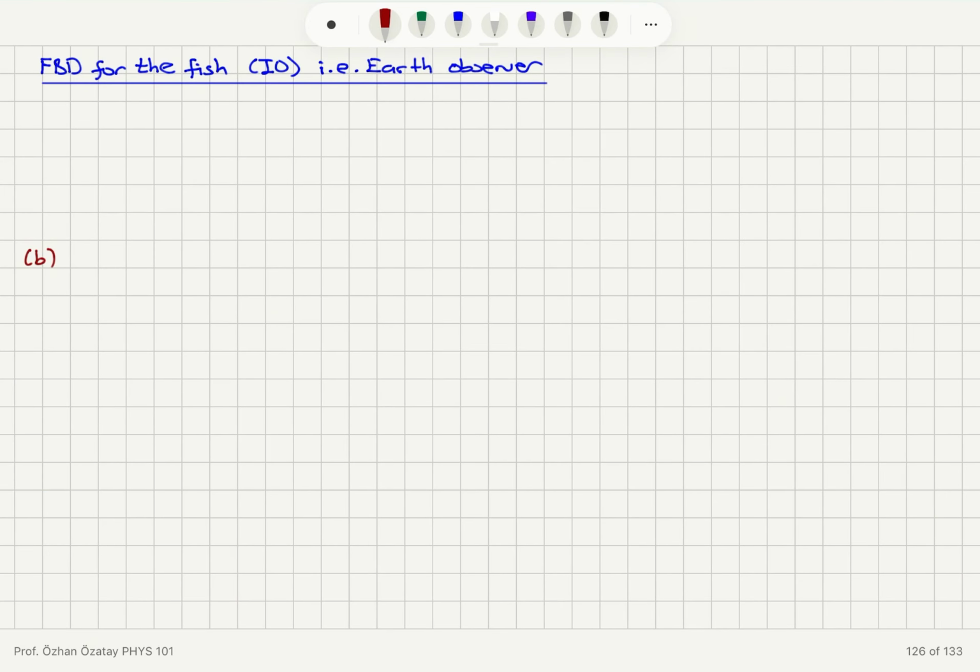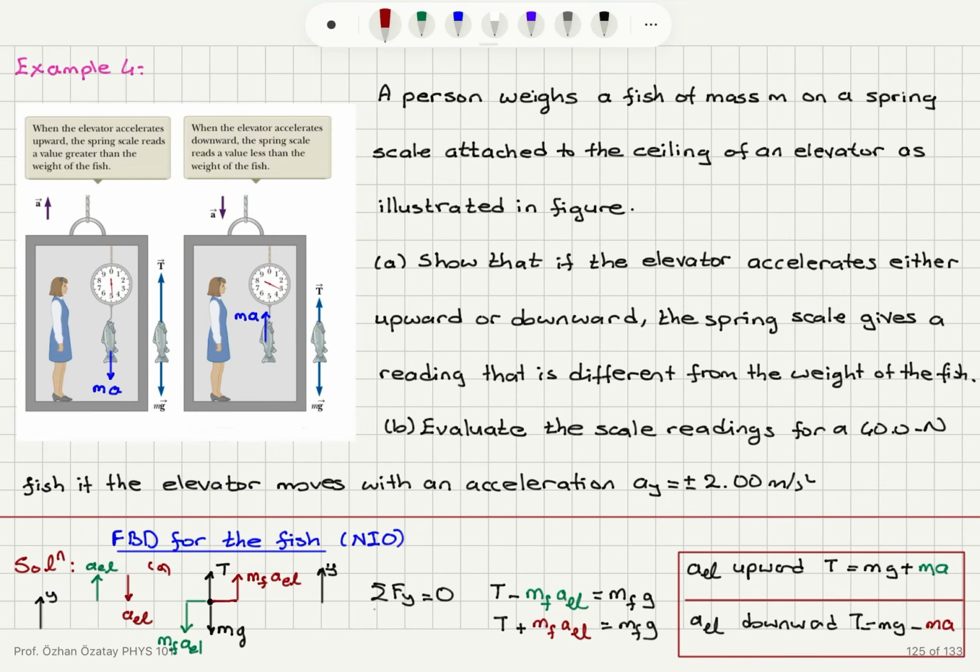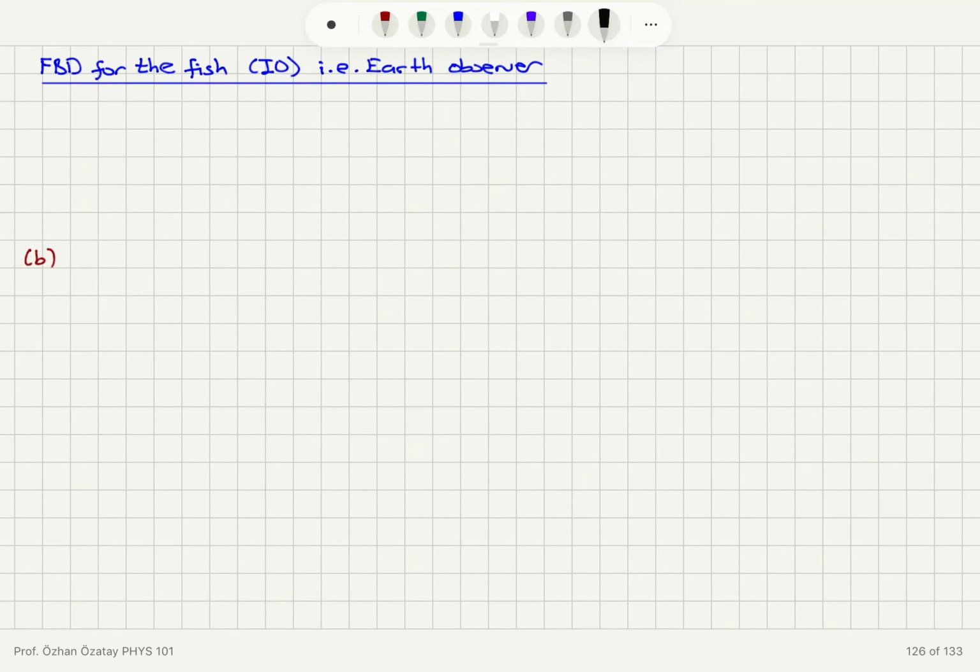Now, we can also look at this from the inertial observer, the Earth observer point of view. So this would be an observer over here watching this experiment. Now, for this observer, we would have a free body diagram that will only contain the real forces, tension pointing up and mg pointing down. This is the y-axis. Now the net force on the y-axis is the tension minus mg, and if the acceleration of the elevator is up, this would be equal to mass times acceleration of the elevator. If the acceleration of the elevator is pointing down, then this would be equal to minus m times acceleration.